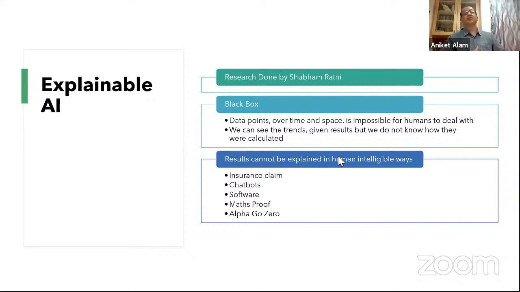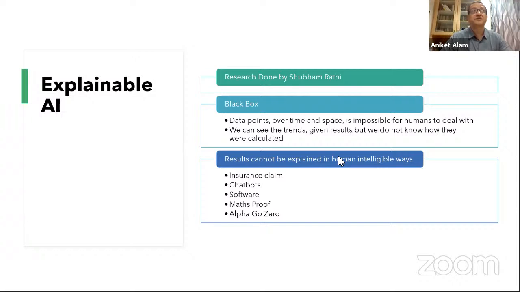Computer scientists right now work on it, but we need anthropologists, sociologists, philosophers, social theorists of all forms, humanists, social scientists of all forms to engage in this discussion, because what exactly is to be explained? How is it to be explained? What does it do to our societies? We can see the trends. We don't know why those results came out, how they were calculated. And we see them all over the place.